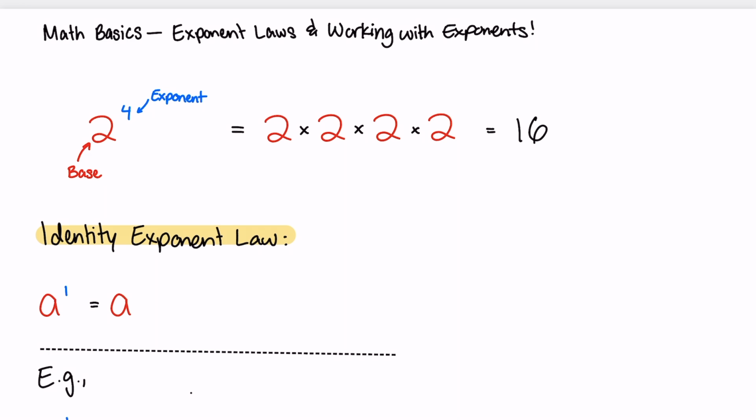This time on exponent laws, and then some examples on working with exponents. When you see this sort of expression, the base tells you the number that is going to be multiplied repeatedly, and the exponent tells you by how many times. So for this example, we have 2 to the power of 4. That means we are multiplying the number 2 4 times. So 2 times 2 is 4, times another 2 is 8, times another 2 is 16. And that is how we get our answer.